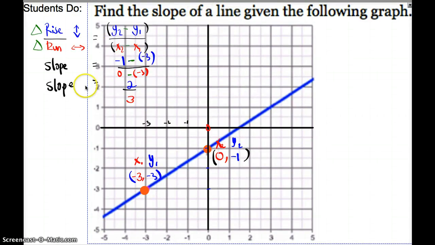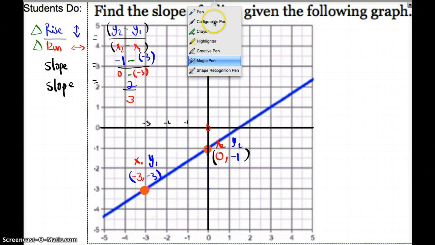Okay, so here's your work. Again, when I substitute the y2 in the right place, I put a -1. When I substitute the y1, I'm putting that negative in parentheses because I'm not including this negative as part of that negative. So it's minus y1, minus y1. Same thing with this x value, minus x1. So x1 is a negative, so I have a negative. 0 minus negative is a +3. So here's my slope, +2 over +3.